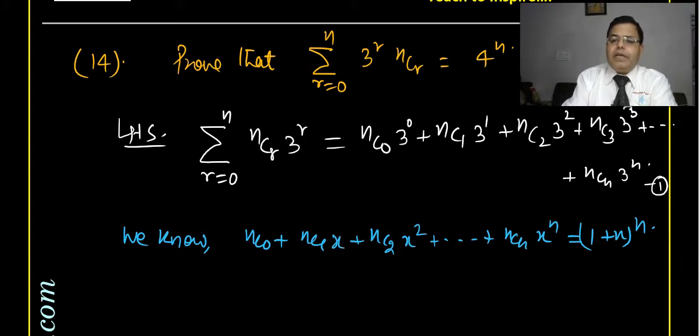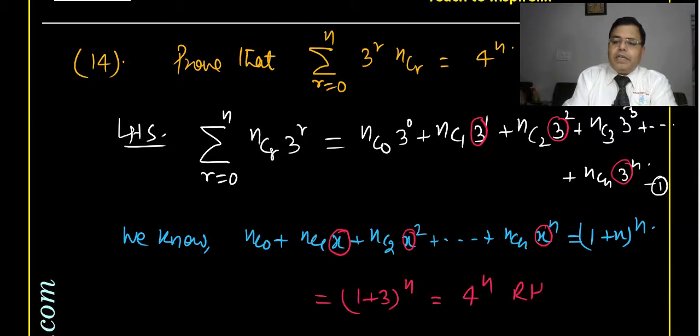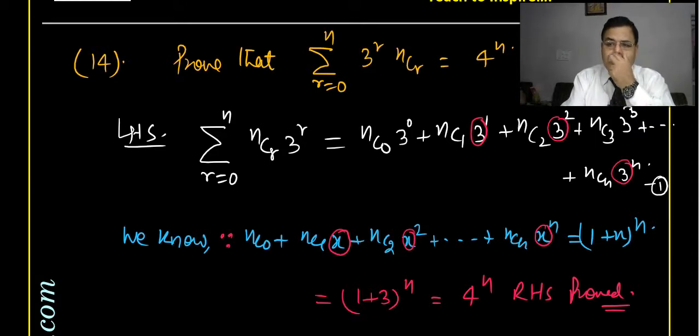Here we can write nC0 x to the power 0 because x to the power 0 is 1. So in place of x there is a 3, then in place of x square there is a 3 square, and in place of x to the power n, 3 to the power n is there. So using this, we can write 1 plus 3 to the power n, and that is 4 to the power n, which is the RHS, and that is the proof. Put x equal to 3. We get 1 plus 3 to the power n, that is 4 to the power n, and this had to be proved.